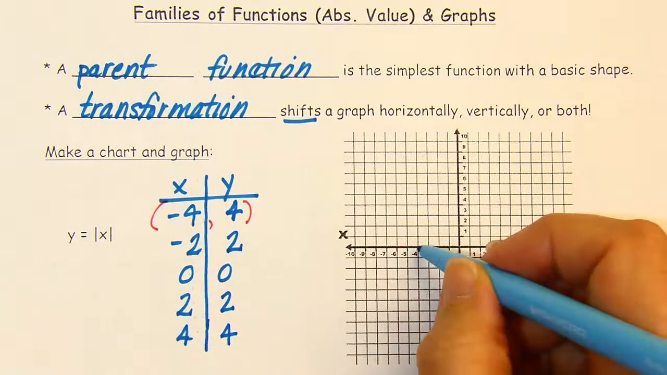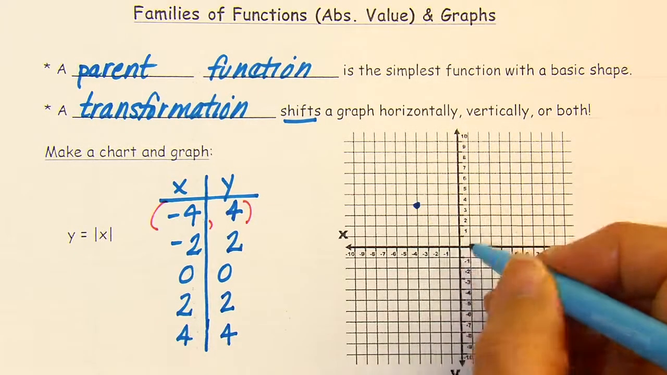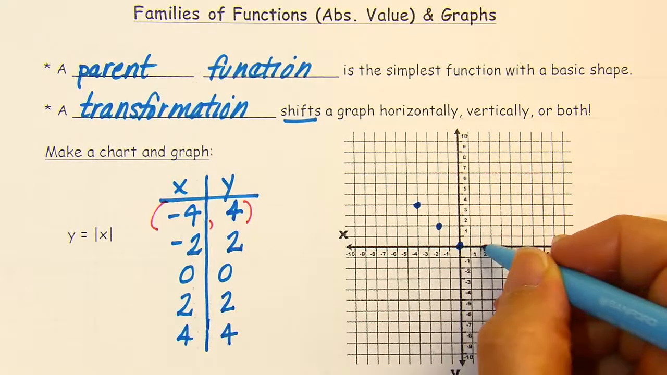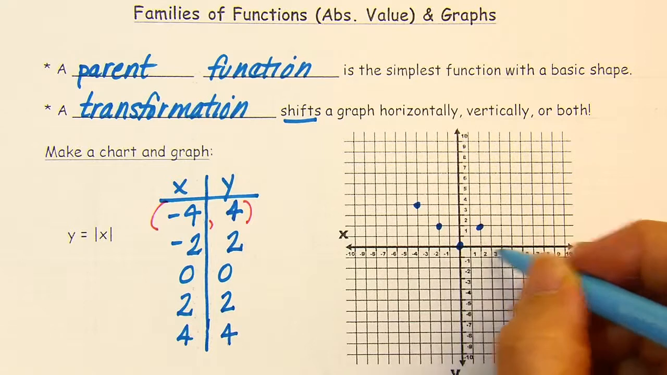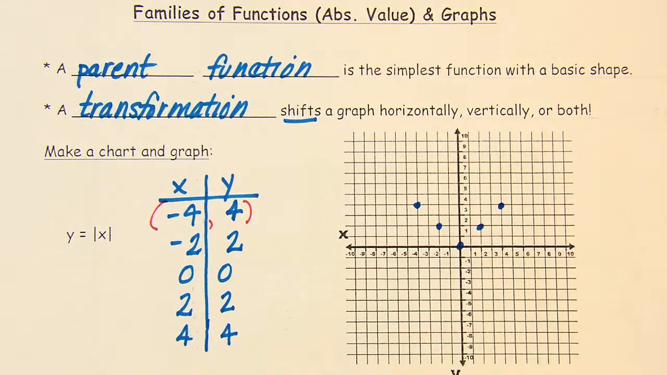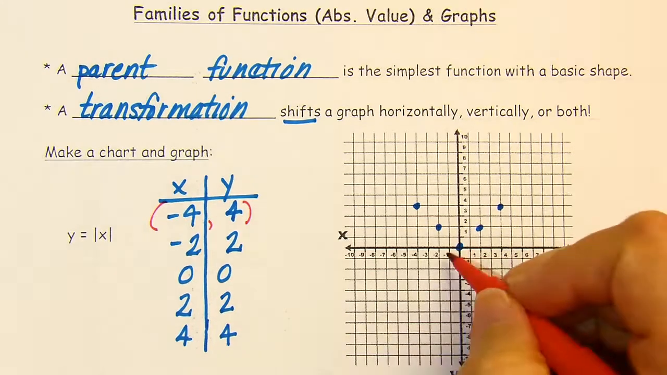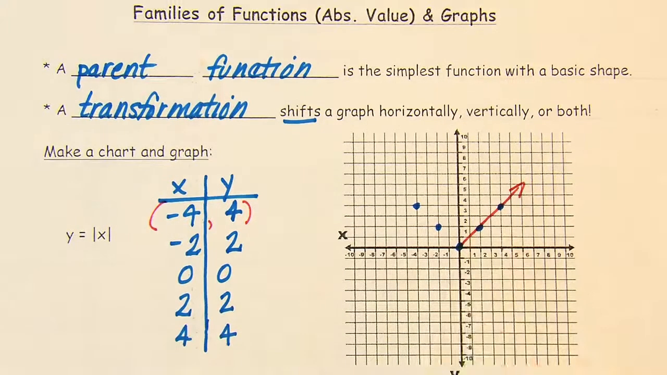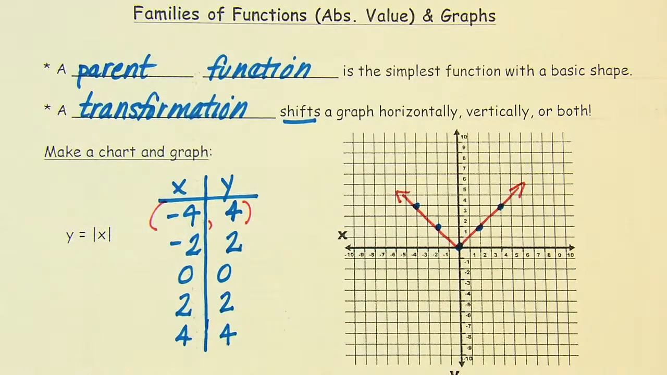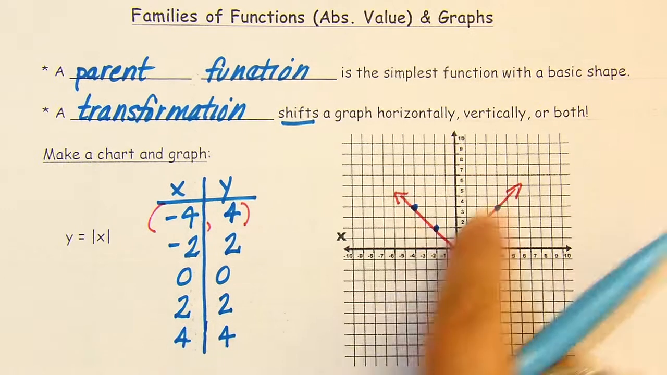X is -4, y is +4. X is -2, y is +2. 0, 0. X is +2, y is +2. X is +4, y is +4. It makes this V-shaped graph. I'm going to connect these points, and I'm going to draw my graph. Of course, I have to include arrows because this graph keeps going indefinitely in the direction of the arrows. So the absolute value function is a V-shaped graph, like V for value.